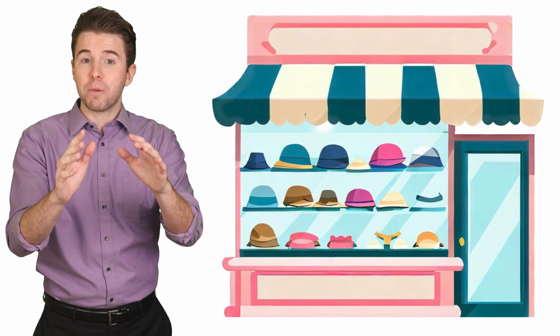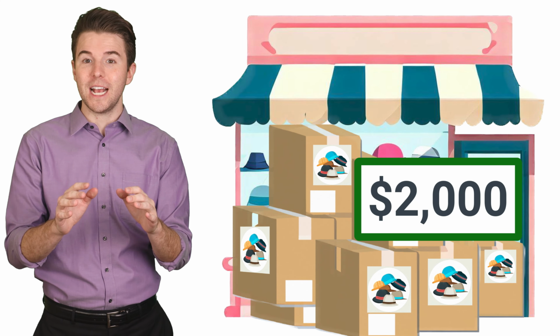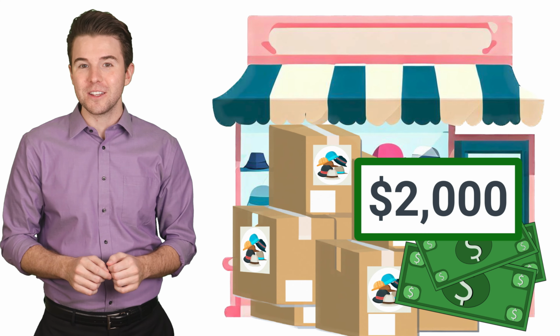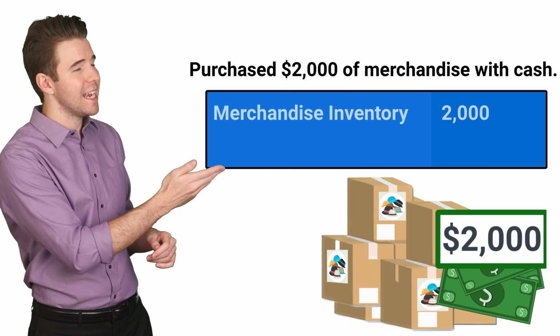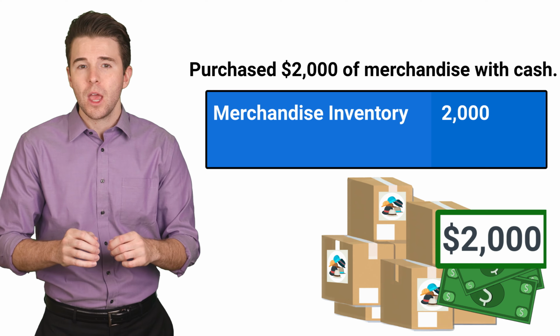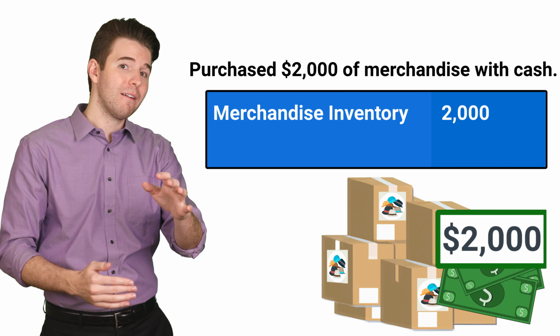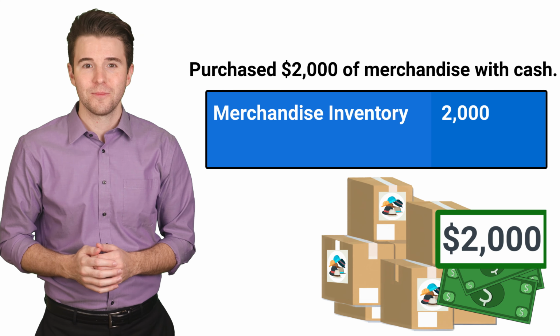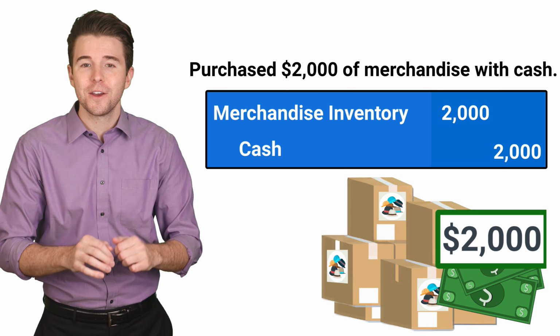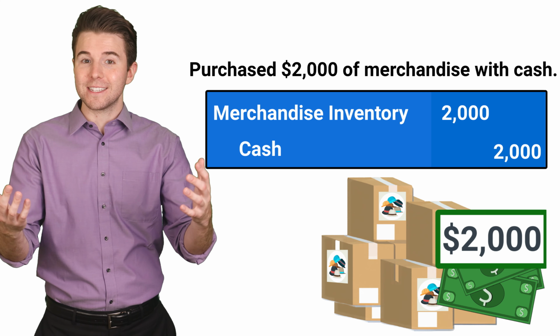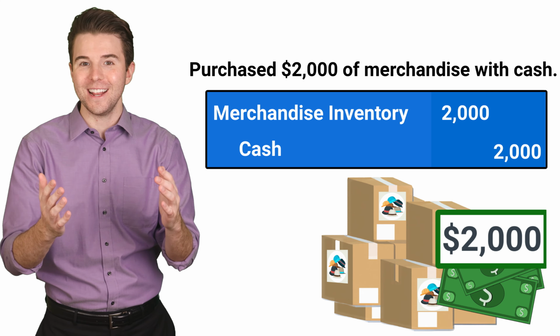First, let's start easy and cover merchandise purchases without discounts. So let's say we own a retail store and we purchase $2,000 of merchandise for cash to resell to customers. To record this transaction, we debit merchandise inventory for $2,000. We debit inventory because assets are increased with debits. On the credit side, we credit cash for $2,000. We credit cash because assets are decreased with credits.